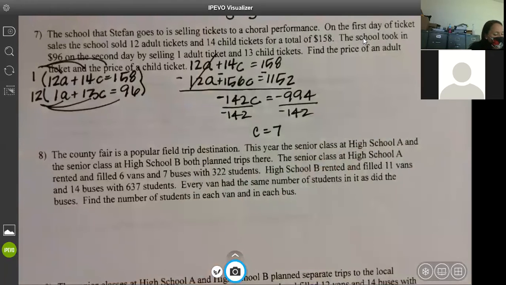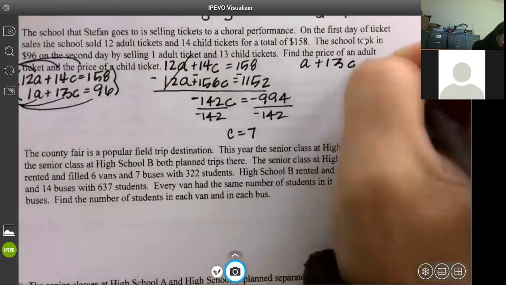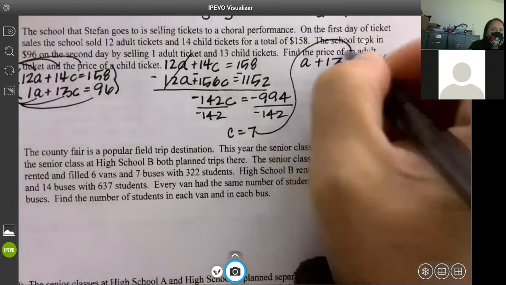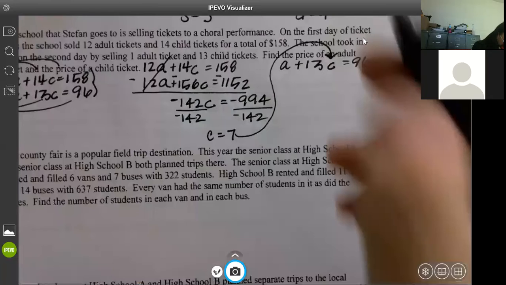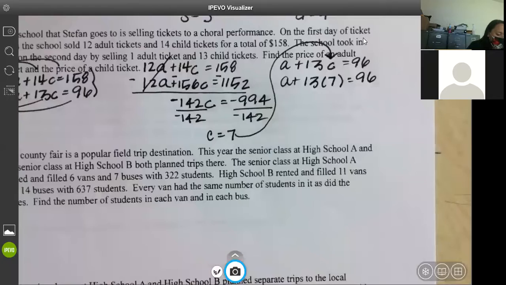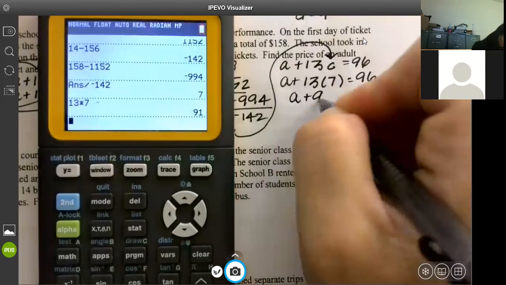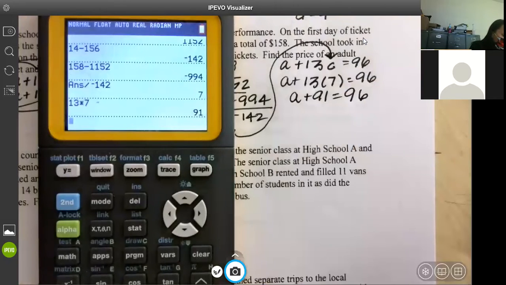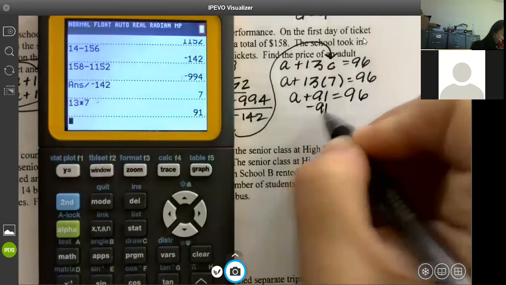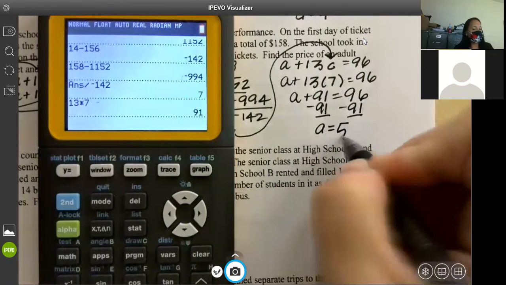Okay, look at your 2 equations that you had before you did parentheses. Which one looks easier? Yeah, the bottom one has smaller numbers. I would definitely use that. A plus 13C equals 96. C was 7. So we're going to do 13 times 7. And we get A plus 91 equals 96. How do I solve? A equals 5. So $5 for an adult ticket, 7 for a child.